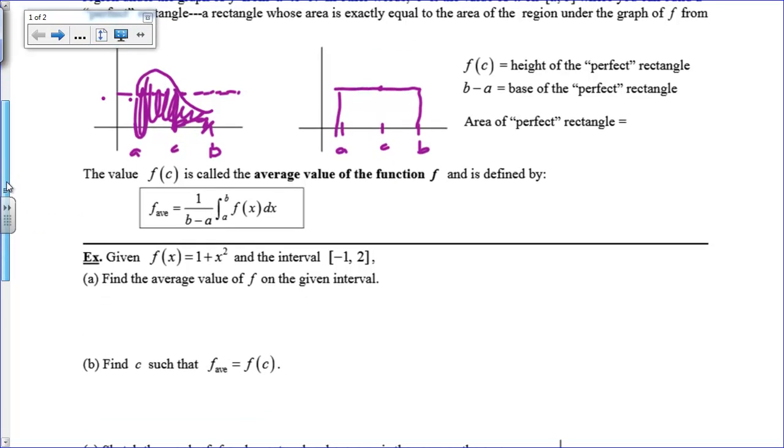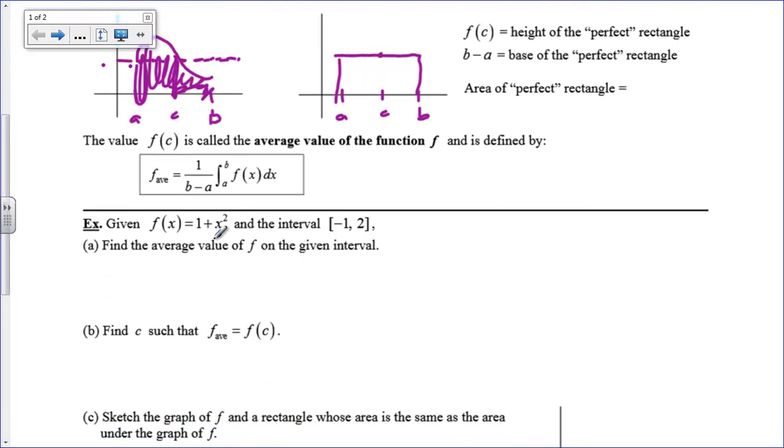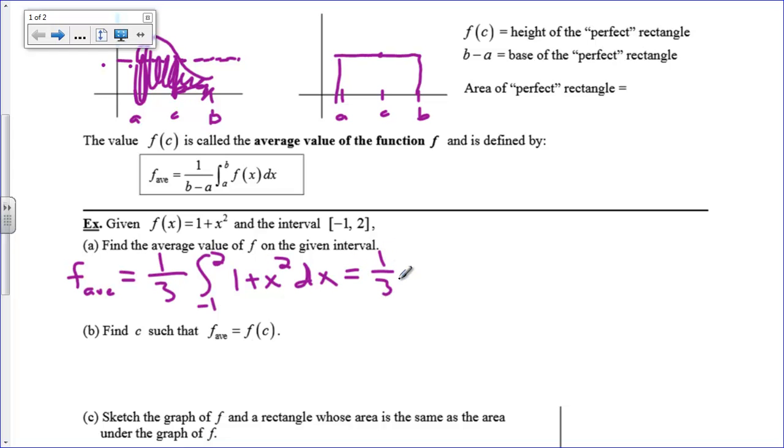So let's take a look at some examples here. I've got a function 1 plus x squared, and I'm supposed to find the average value of f on the given interval. So I'm going to do my little formula. My average value of f is going to equal 1 over b minus a, 2 minus negative 1 is 3, times the integral from negative 1 to 2 of f of x dx. That's just my formula. The integral gives me the area, dividing by the width will give me the average height, or the average value. And so I'm just going to do this without a calculator.